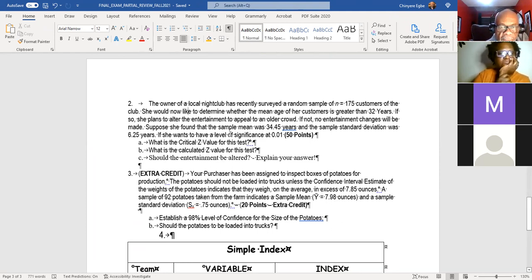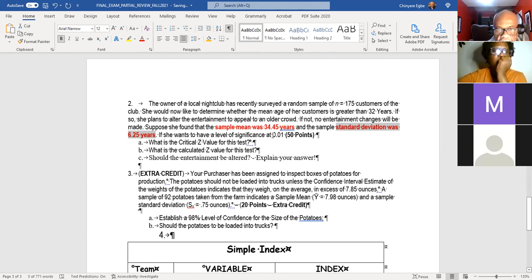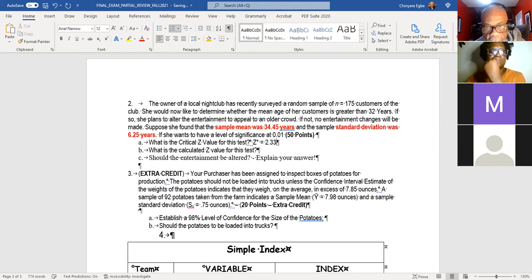Now, suppose that she found from a sample that the sample mean, which is the sample average age, is 34.5, and the sample standard deviation is 6.25. She wants to test the significance at 0.01 level of significance. So what is the critical Z value? The critical Z value, Z star, is equal to 2.33. This is a large sample. And I want you to look that up from your table.